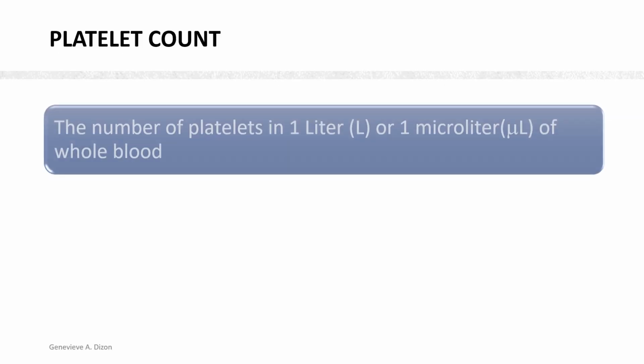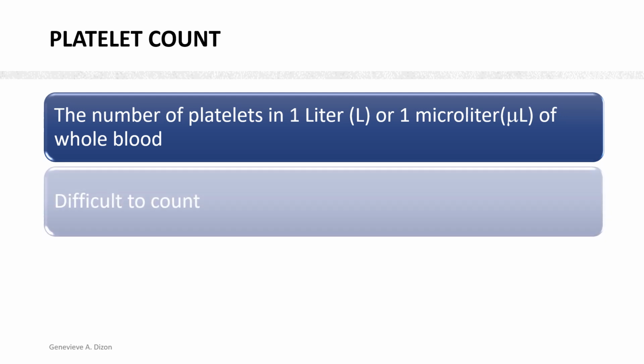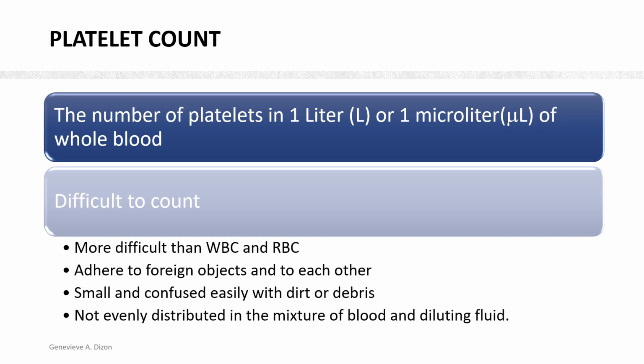Platelet count refers to the number of platelets in 1 liter or 1 microliter of whole blood. Platelets are difficult to count, even more difficult than white blood cells and red blood cells. They adhere to foreign objects and to each other. They are also small and may be confused easily with dirt or debris. Also, they have a tendency to not be evenly distributed in the mixture of blood and diluting fluid.